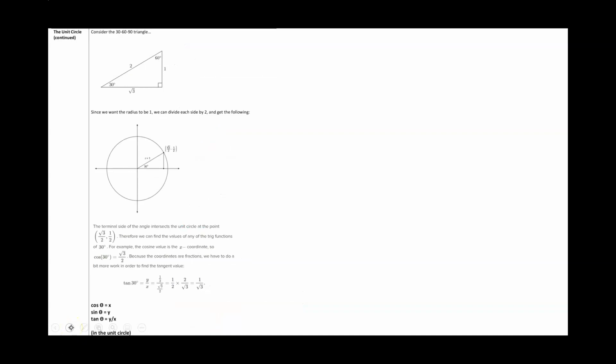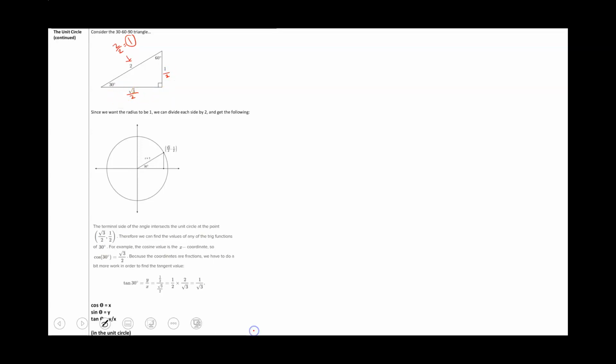So let's take the 30, 60, 90 right triangle. Opposite of 30 is always 1. Opposite of 60 is always radical 3. Opposite of 90 is always 2. Now, here's the thing. We want the radius, which is a diagonal, to be a 1. So to turn the 2 into a 1, we're going to divide that by 2. If you divide 2 by itself, you get 1. So over here, I'm going to take 2 divided by 2, which is 1. And that's what I want. I want the radius to be 1. But if I divide one side by 2, I have to divide all the sides by 2.